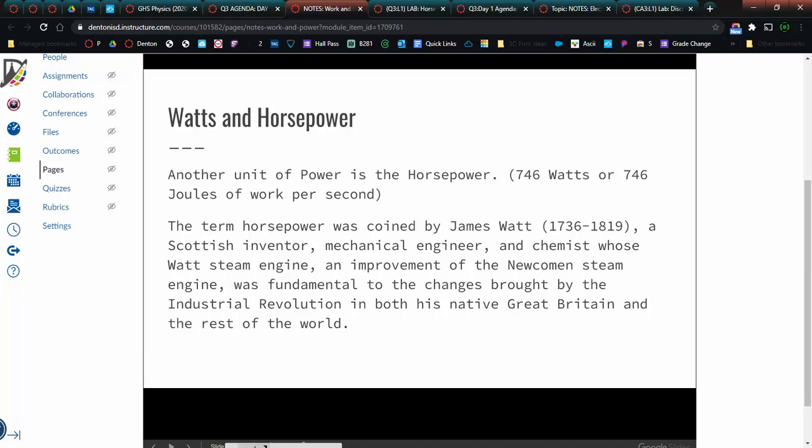If a horse is putting out 746 watts of power, let's say, for an hour, most horses, if you made a horse do that, would be very upset with you. And if you made them do it over the course of a whole day, like an 8-hour shift, the horse would probably die.